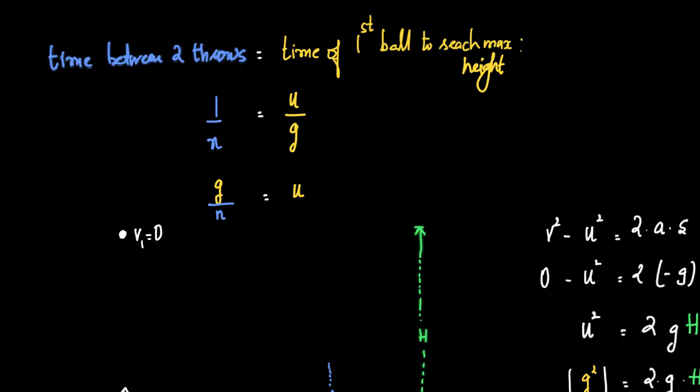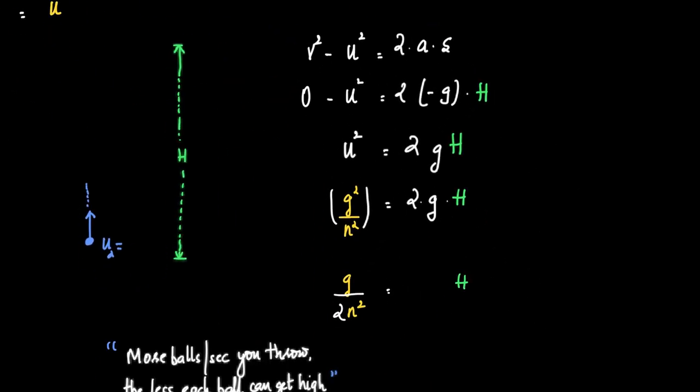So time between two throws is time of first ball to reach maximum height. So 1 by n is equal to u by g. Therefore, u is equal to g by n. Applying equations of motion, we have v square minus u square is 2as. Bringing in u is equal to g by n, what we get is h is equal to g by 2n square.